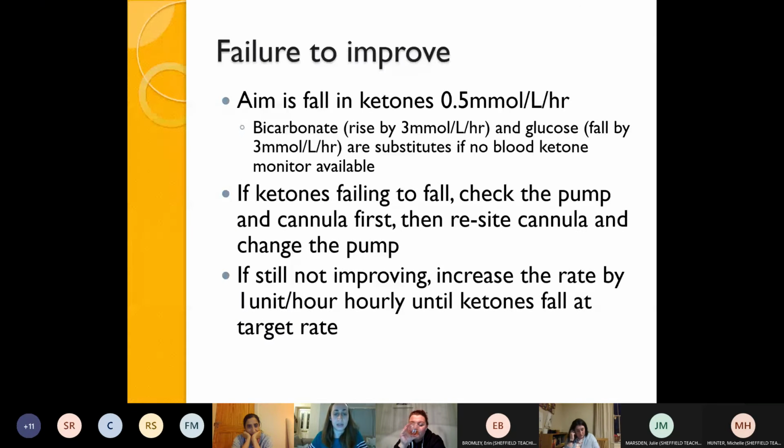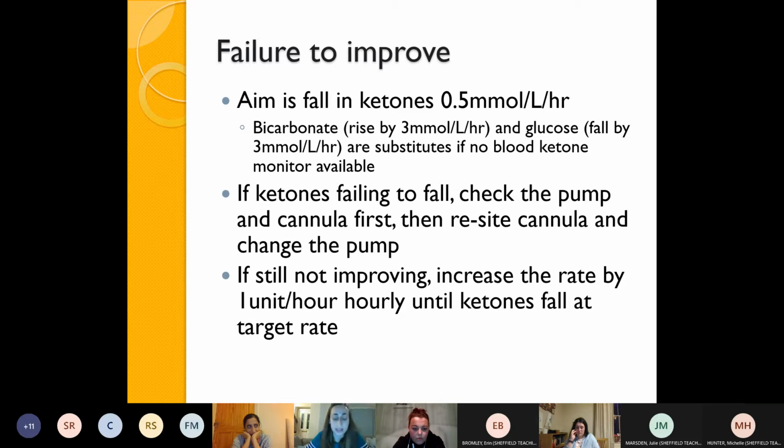So we aim for the ketones to fall by 0.5 every hour. That's quite self-explanatory. We're also monitoring the bicarb, pH and the blood glucose, but the ketones are the key here. That's the most important thing. So what if they aren't improving? What if the ketones just aren't shifting?